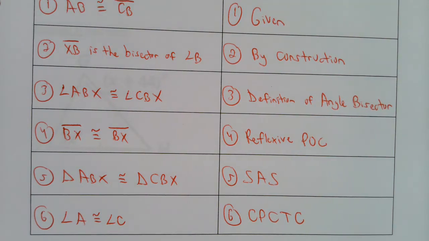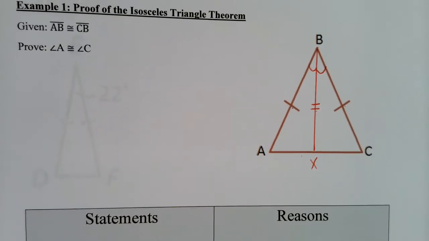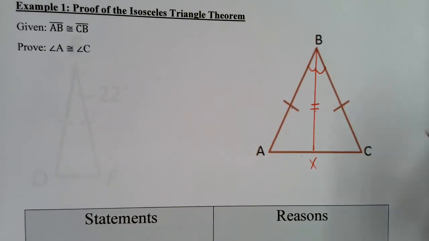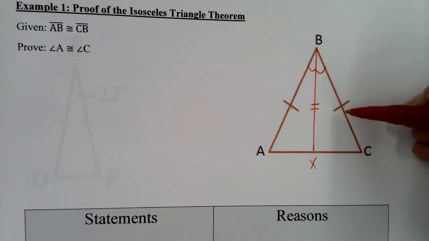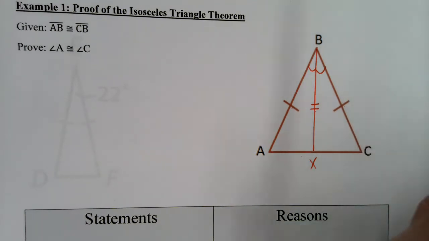CPCTC. So again, that was a weird proof, but I think it's really useful because that shows you why the theorem on the previous page is true. Okay? So since I know that side AB is congruent to side CB, I can say that angle A is congruent to angle C. And that's the reason why. This proof right here just showed you why. I think that's kind of useful. I like that about geometry.